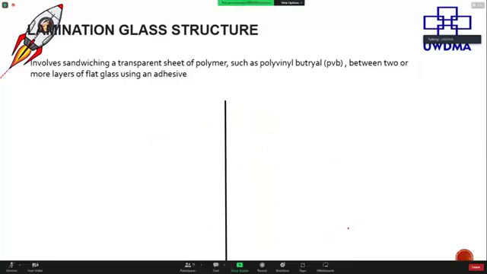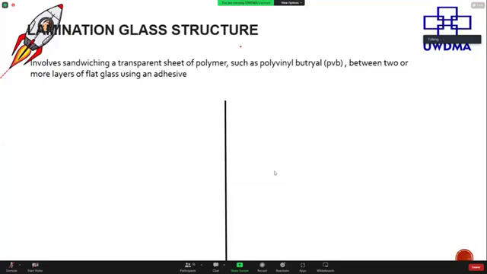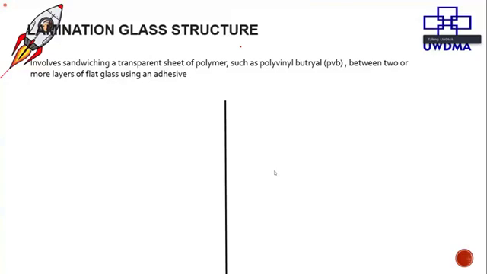So now the next one is laminated glass. Yes, reflective glass and low E glass are different. Low E glass has a low E layer inside, and reflective glass has a metallic oxide coating outside.